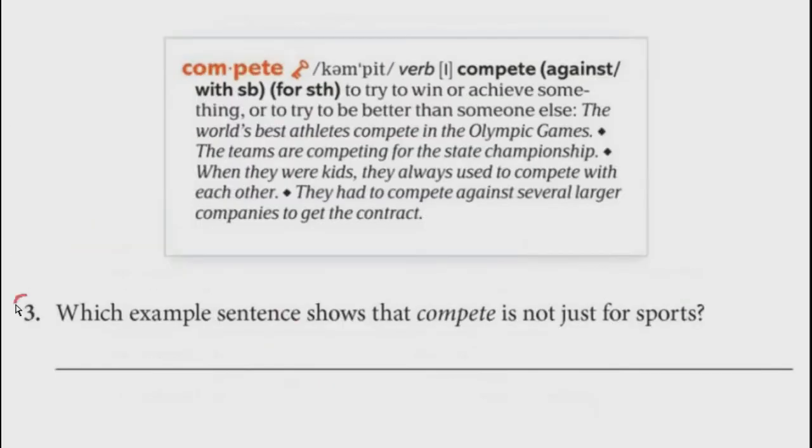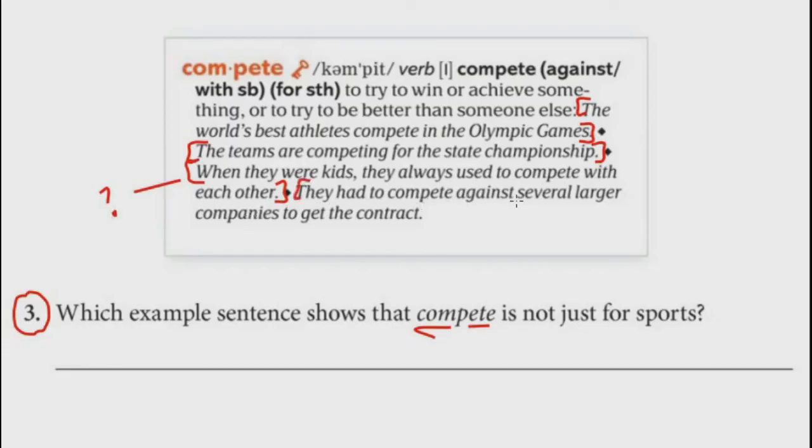And the question is, which example sentence shows that compete is not just for sports, not only for sports? We don't only use the word compete for sports. Which example sentence? The world's best athletes compete in the Olympic Games, talking about sports. The teams are competing for the state championship, talking about sports. When they were kids, they always used to compete with each other. Maybe talking about sports, or maybe not talking about sports.